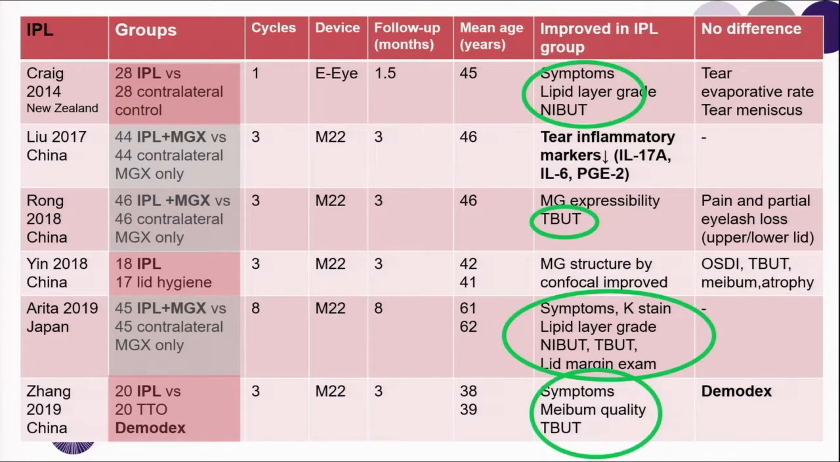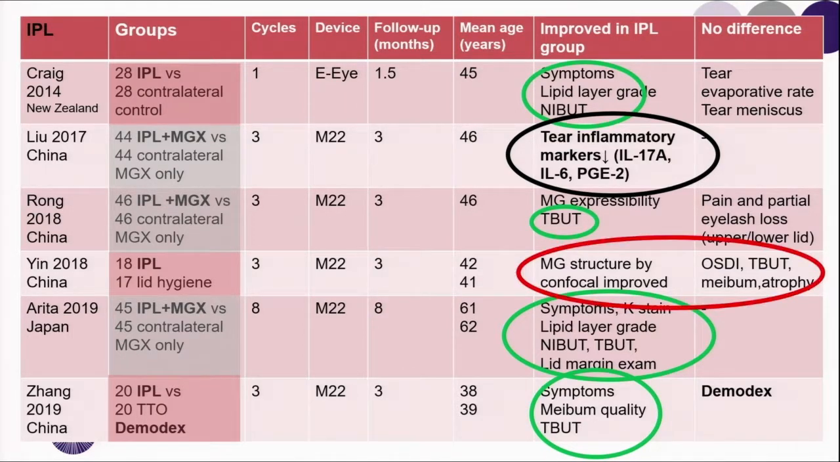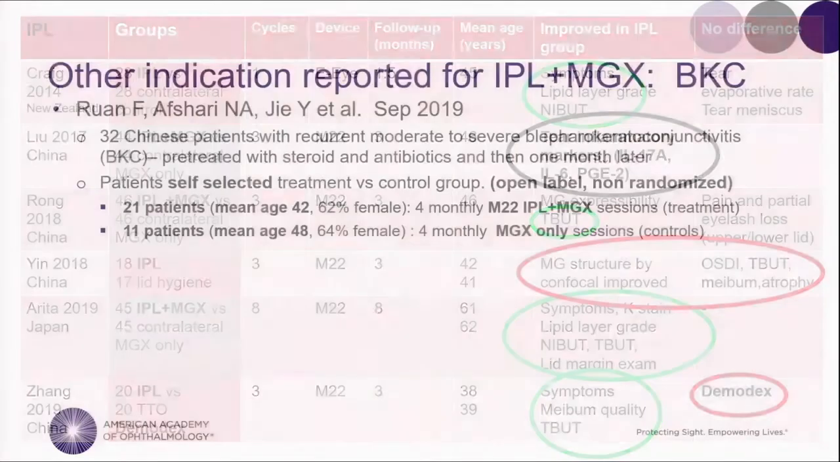So all these studies show that the symptoms improve and the tear breakup time improves. One study in 2017 showed that tear inflammatory markers decreased. One study from China in 2018 showed that meibomian gland structure by confocal improved, but the overall meibum and atrophy did not improve. And unfortunately, there was not improvement of Demodex consistently with IPL. And all these studies actually have been performed outside the United States.